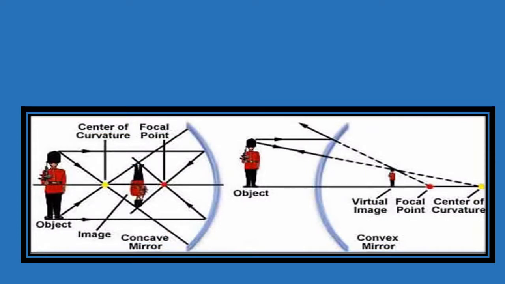Let us continue with the chapter Light, Reflection and Refraction. In the previous module, we started with spherical mirrors and we understood all the terminologies related to spherical mirrors: pole, center of curvature, radius of curvature, focal length, aperture, principal focus of concave mirror and convex mirror. We went through all the terminologies. Now we have to start with the image formation by spherical mirrors.